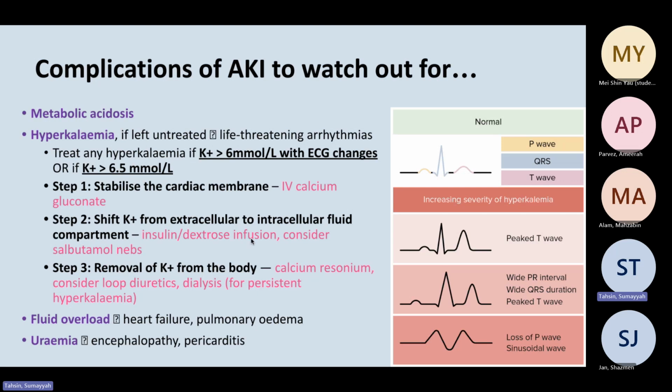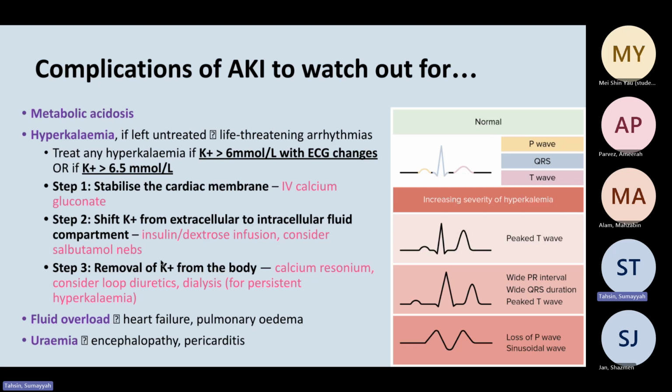insulin dextrose infusion. So it's usually IV insulin 10 units in 25 grams of glucose, and then we give 250 mils of 10% of this over 5 minutes. We might also consider salbutamol nebulizers because salbutamol causes potassium shift. However, there is a risk of tachycardia with salbutamol, so we need to be careful with this.